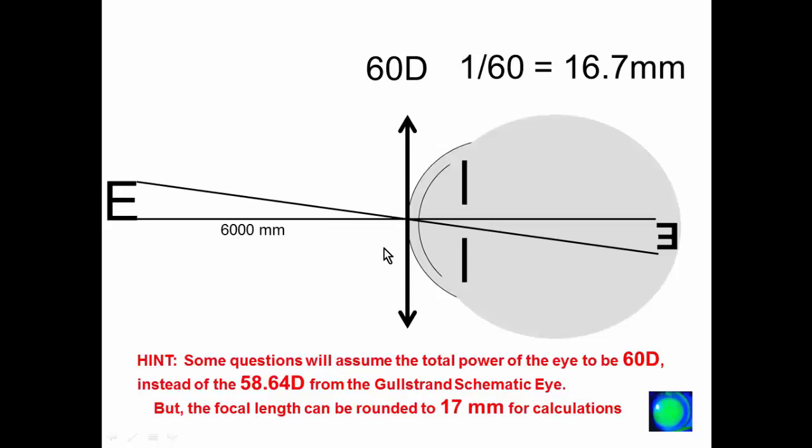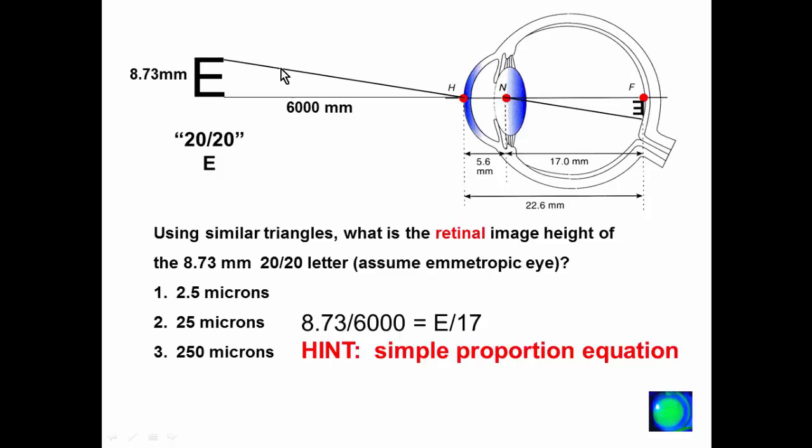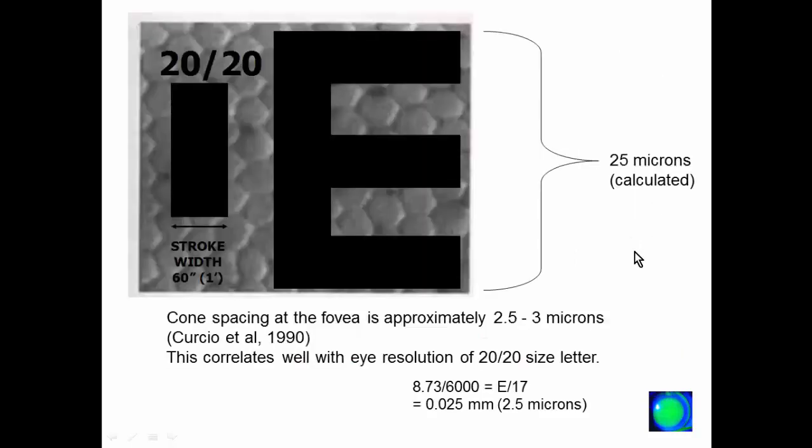The total power of the eye is about 60 diopters. 1 over 60 is 16.7, or almost 17 millimeters. Here's an example where we calculate the size of a 20/20 E, and using similar triangles, we can calculate the size of the image inside the eye. This is a representation of what a 20/20 size E would look like on a human retina.